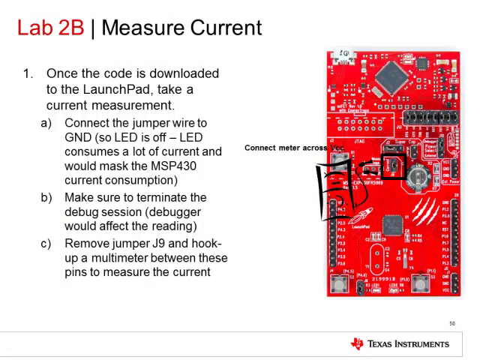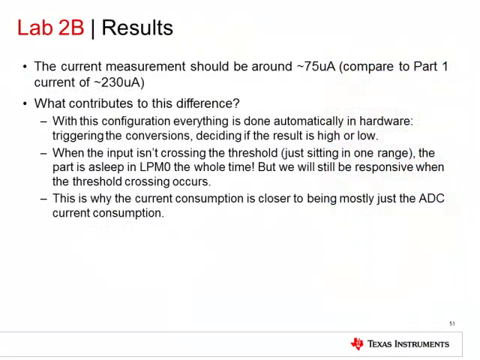Build the code to ensure that all the blanks are filled and that there are no errors. Download the code to the LaunchPad and allow it to execute. Once the code starts executing, terminate the debug session. Now we will measure the current consumption of the system. This is done by removing jumper J9 and placing a multimeter in series as we did in Lab 2A. The current measurement should be around 75 microamps.